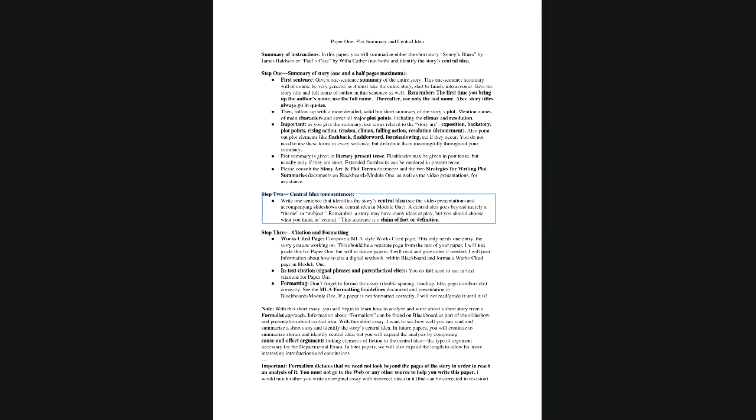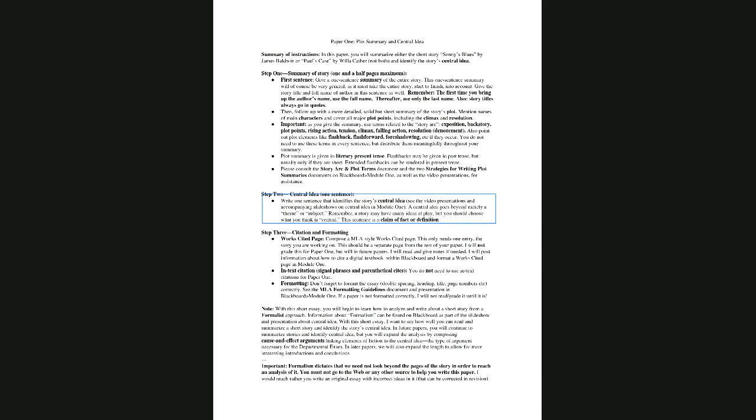Basically, a central idea statement is a statement about what the story seems to be portraying about human nature. That's a very general way of explaining it, and I get much more detailed about that in the presentation material about central idea. So again, make sure to listen to that and read that and study that as you're putting together your paper one.